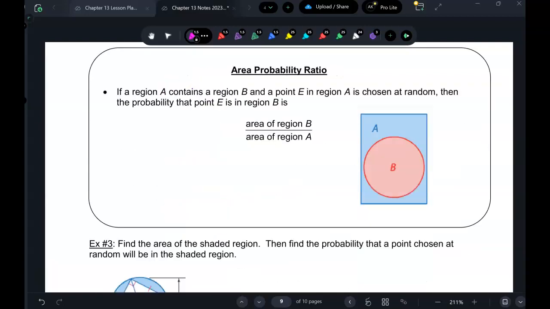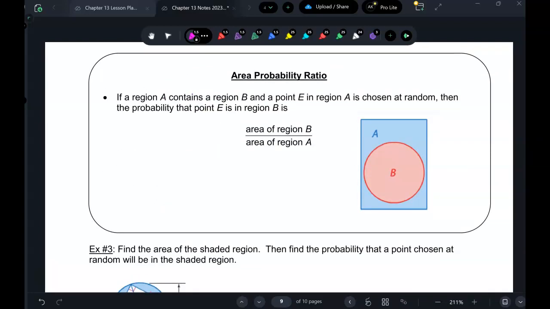Good. Okay. So what happens when we have area as a probability? Okay, so a point is chosen at random. If we want the probability that it lands in region B, we want the area of B over the whole outside area of region A.